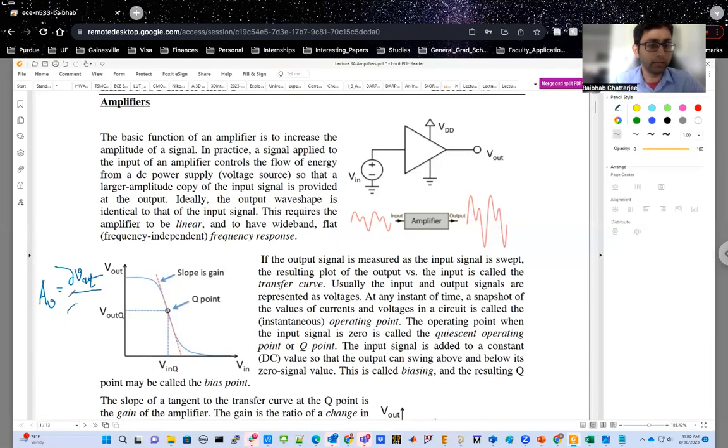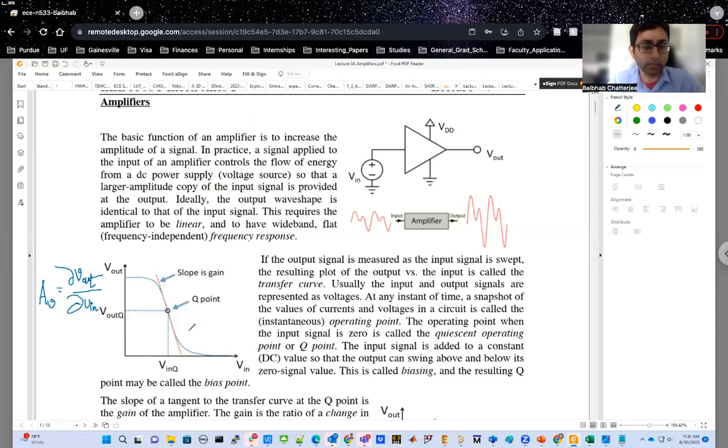over del V in. And why are we talking about the del, or the small increment, in the output and input voltages? Because that's what the AC quantities are mathematically: small changes at the output and the input. So that's why del V out over del V in, or effectively dV out over dV in, the derivative of your output voltage with respect to your input voltage, becomes your gain.